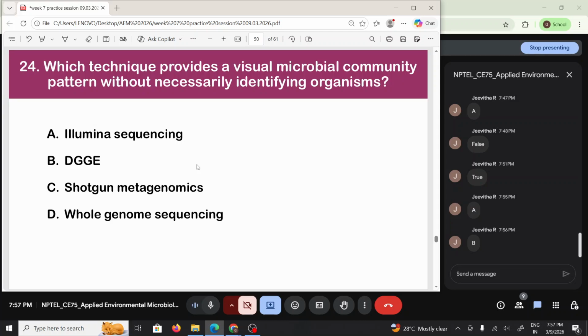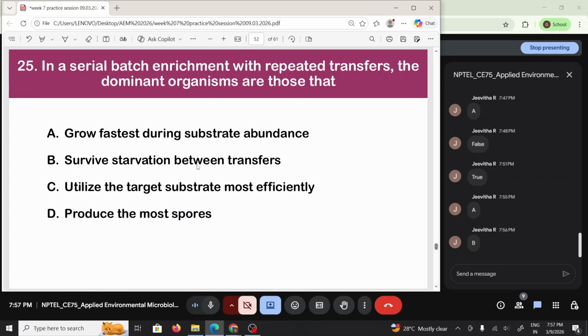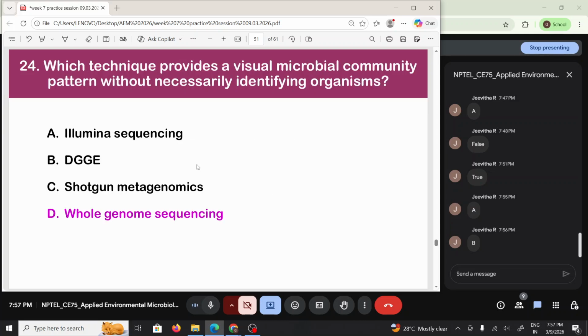Try to find the molecular fingerprint. We saw how DGGE works, denaturing gradient gel electrophoresis. In shotgun metagenomics, you basically do a shotgun sequencing where you fragment the DNA into short pieces, and then you try to identify the functional genes. So based on this, you can again map what organisms could be present. Illumina is a high throughput sequencing method, and whole genome sequencing, obviously you're doing it to find the organisms up to a resolution of species level also. So yes, I have highlighted the wrong answer here. While uploading the PPT, I will just correct it.